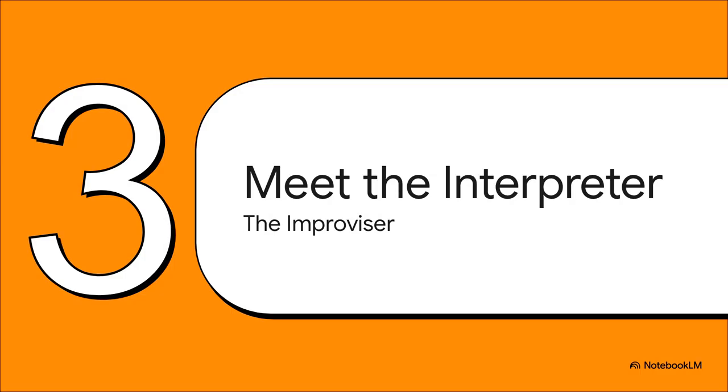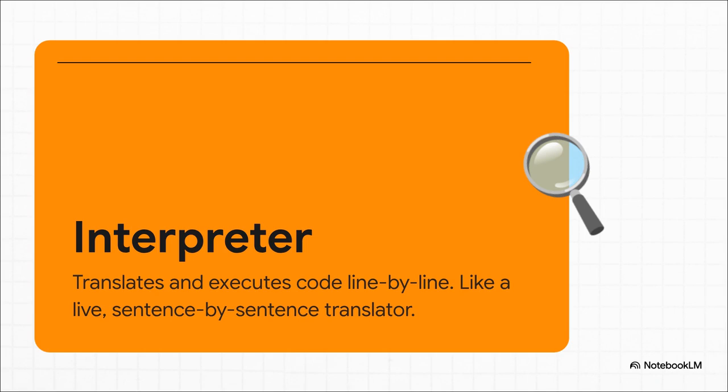So if the compiler is that careful planner, what's the other option? Well, let's meet the interpreter. If the compiler plans everything out, the interpreter is more of an on-the-spot improviser. Yeah, this approach is completely different. It's all about translating on the fly. An interpreter reads one single line of your code, translates it, executes it immediately, and only then does it move on to the next line.